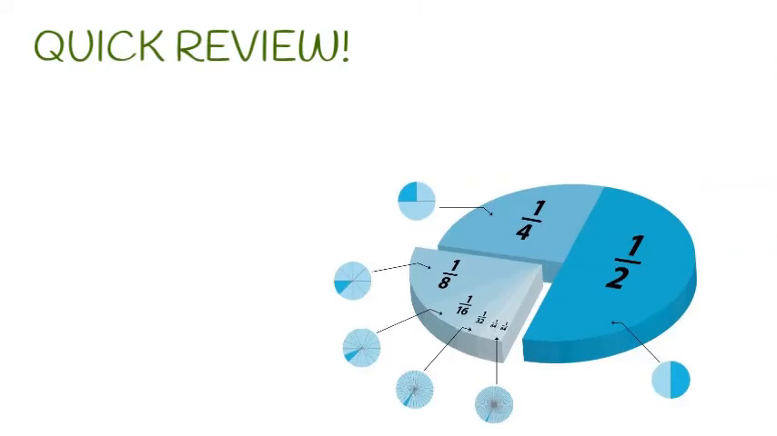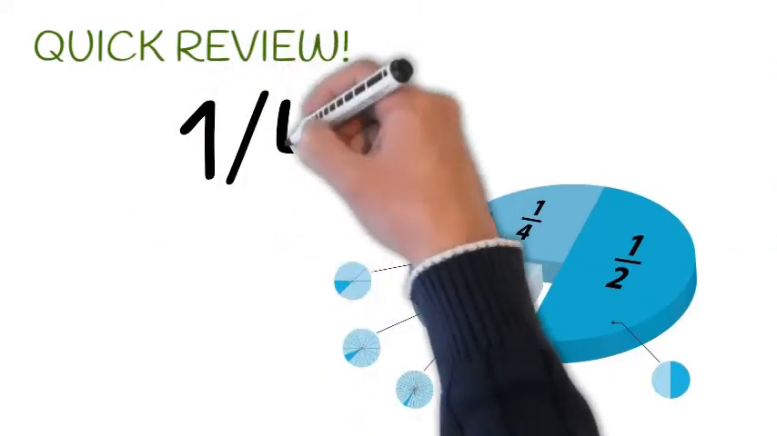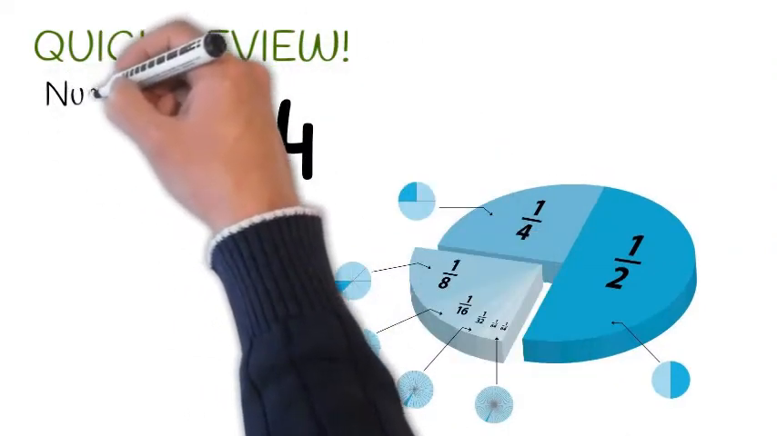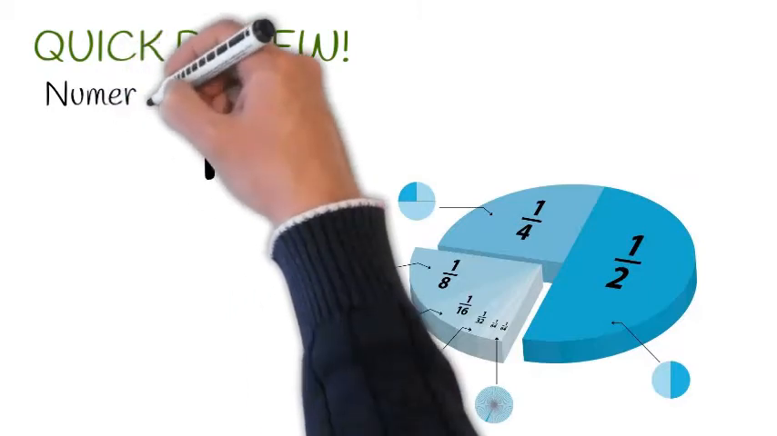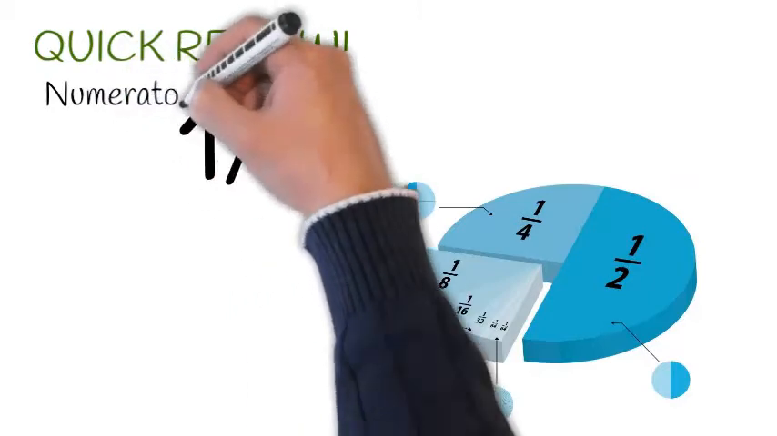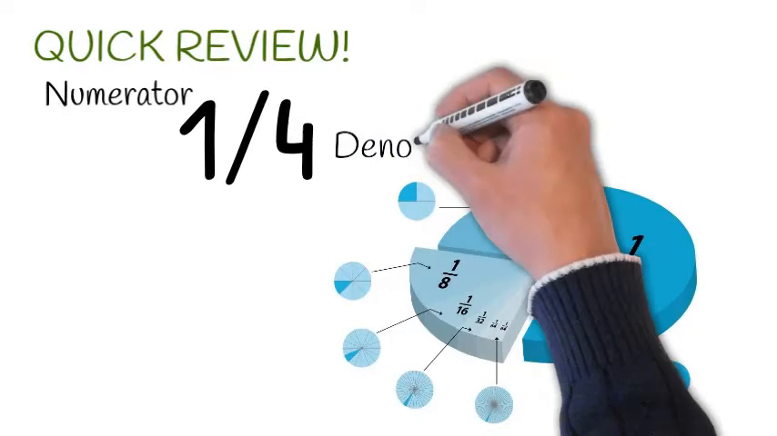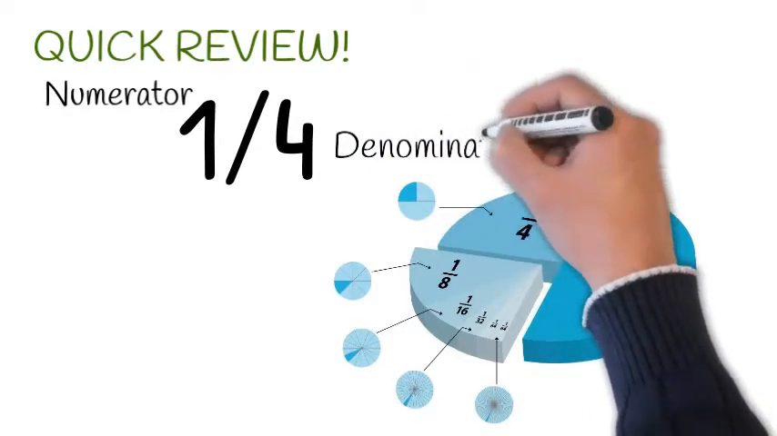A fraction such as 1/4 has two numbers. The top number is the numerator. It is the number of parts you have. The bottom number is the denominator. It is the number of parts the whole is divided into.